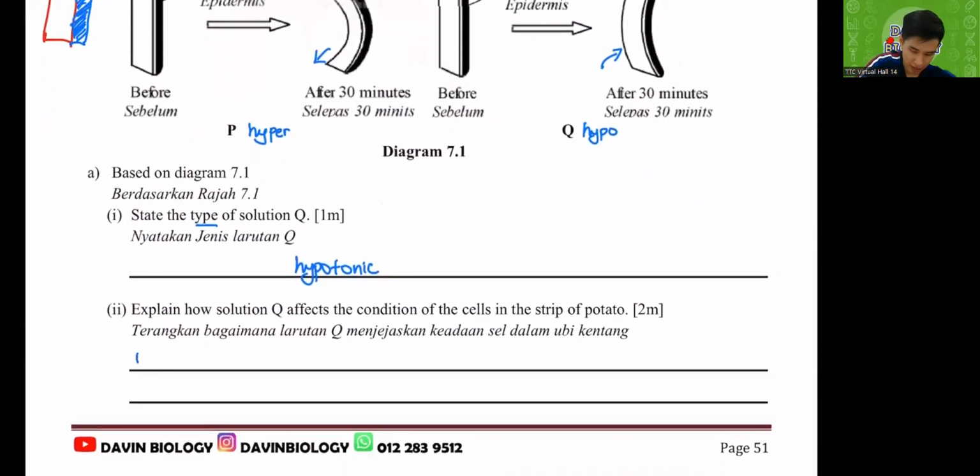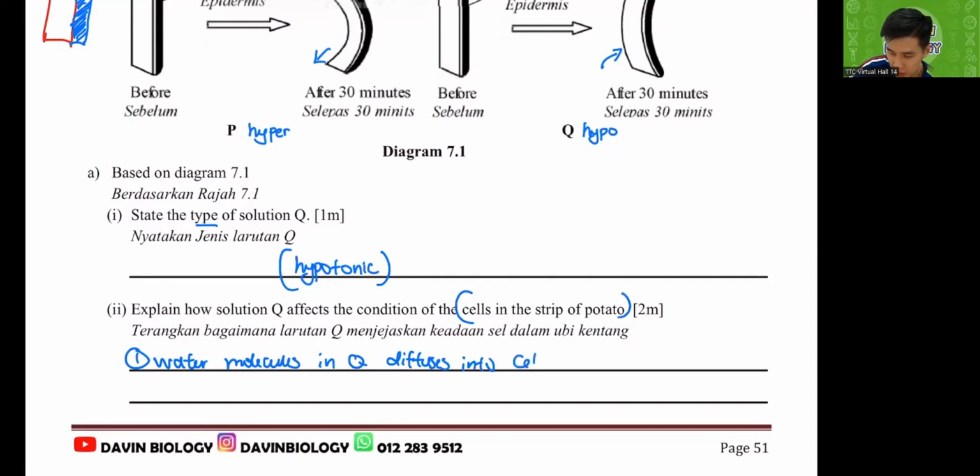So, okay. It's basically explaining the same 3 points again also. Since we already say it's hypotonic, right? So therefore, how does it affect the cells? The water, as you point arrow there already, diffuses. Water molecules, you can say, are in solution Q, diffuses into, just follow this lah, cells in potato strips.